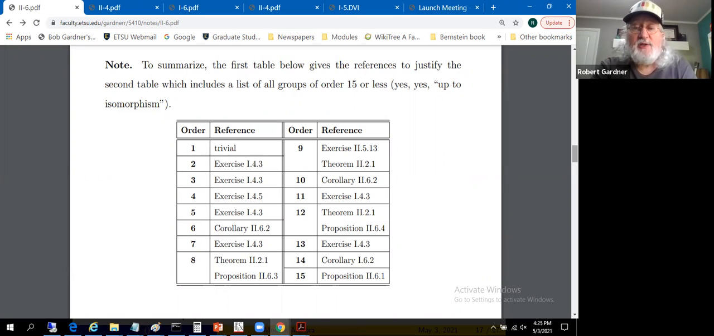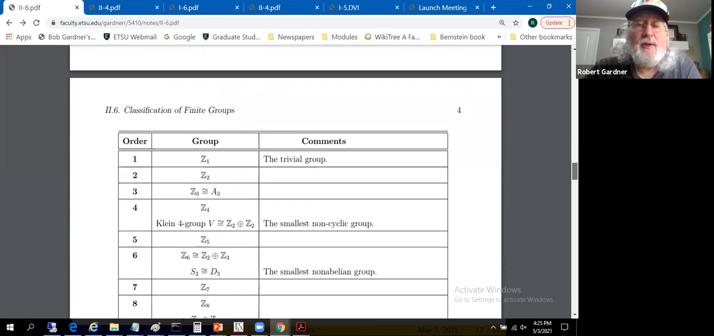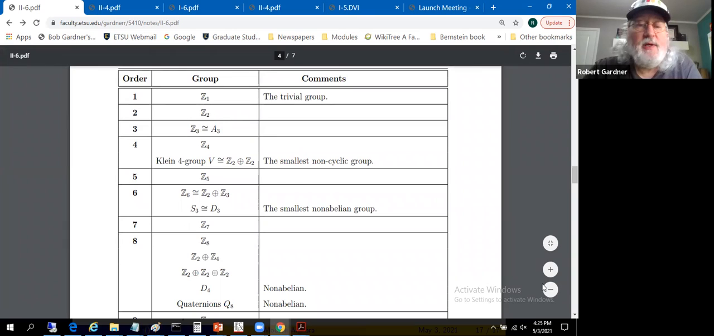I gave the justifications before the statements just to make it fit on a page, really. But up through order 15, there you go, in terms of justifying the following larger table that lists all groups of order up to 15. Let's take a quick look at it.